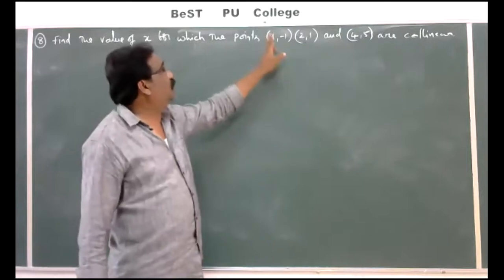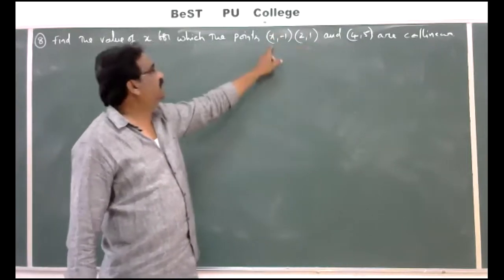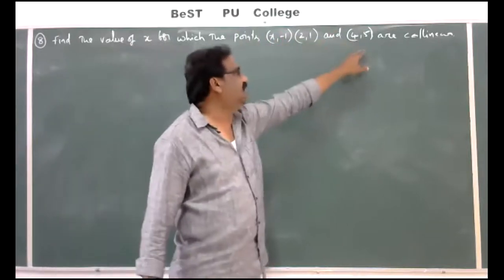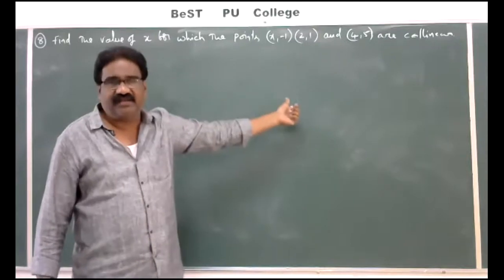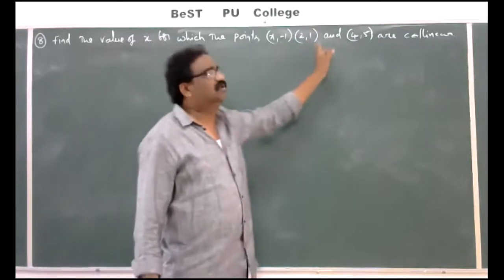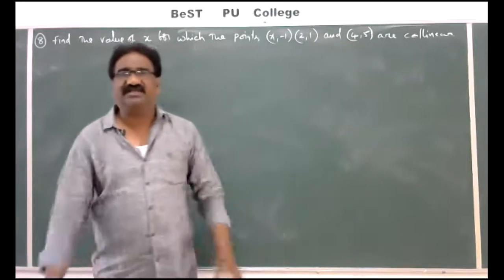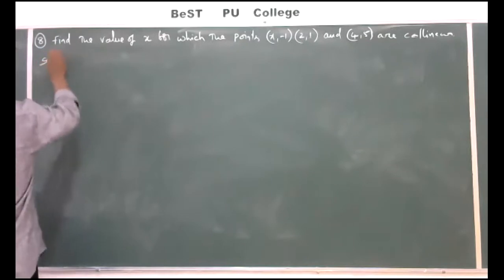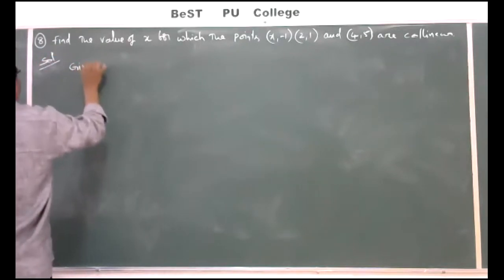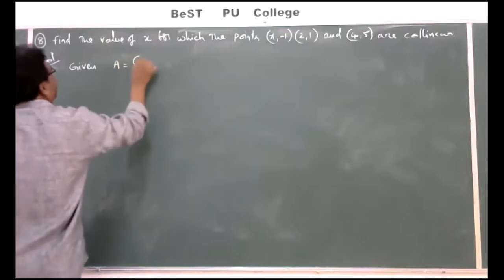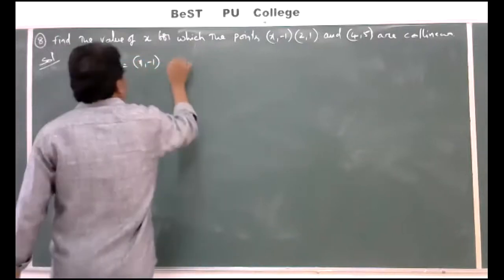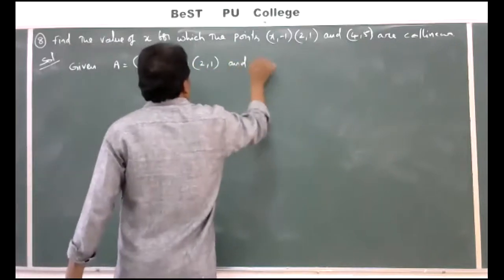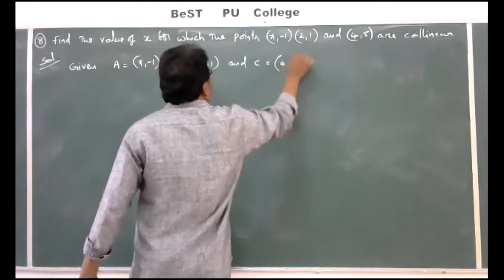To find one unknown quantity in the given 3 points, here x is the unknown quantity. You consider this is A, this is B, this is C. They have already given that the 3 points are collinear. That's why slope of AB is equal to slope of BC or slope of AC. You get the answer. That is the way. So write the given solution. Given A is equal to x comma minus 1, B is equal to 2 comma 1, and C is equal to 4 comma 5.